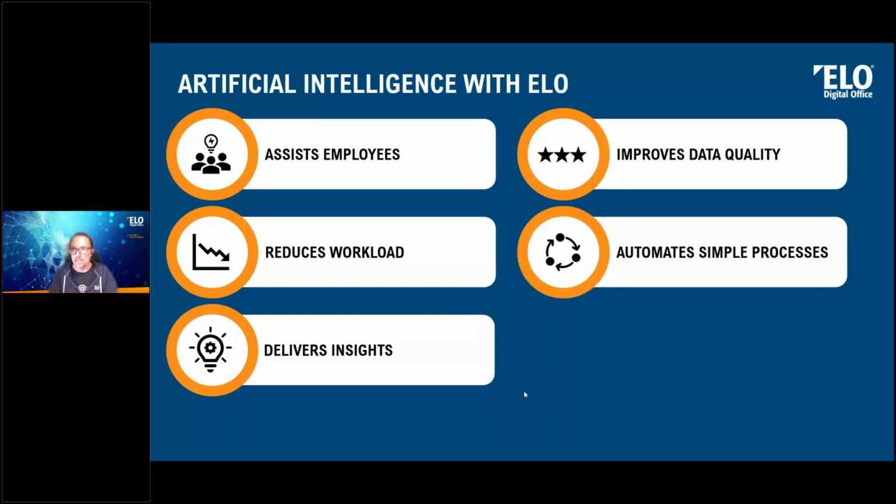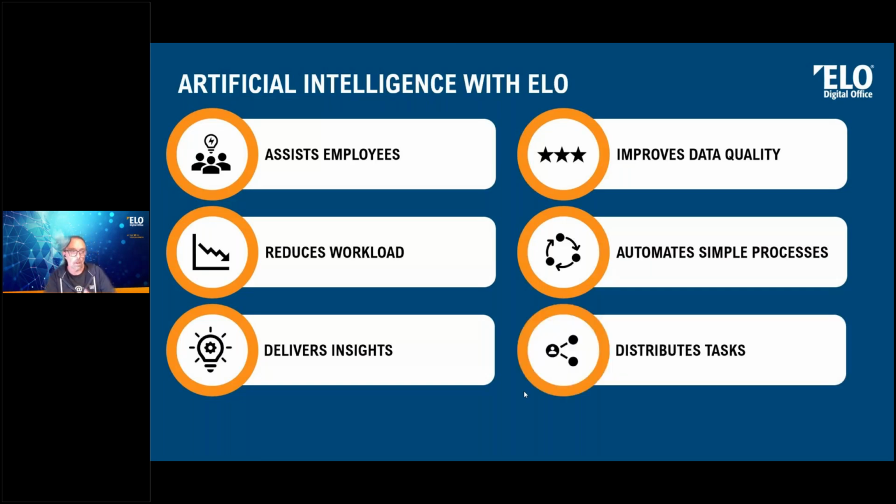It can automate simple processes for you, making decisions because of the content of the documents and the information which the artificial intelligence has. And simple processes get automated. You don't have to do something. It reduces the workload through automating simple processes. And you can distribute tasks with artificial intelligence by making decisions for you based on data and information contained in the document or contained in the ECM suite.